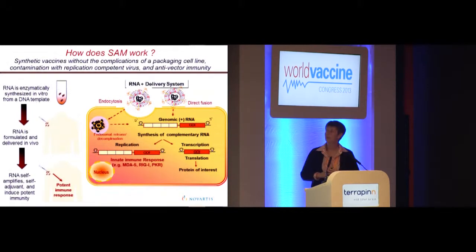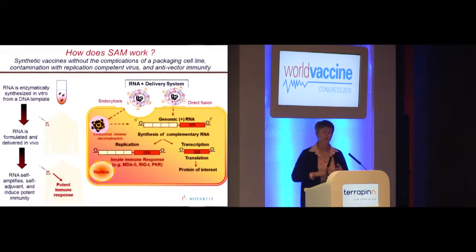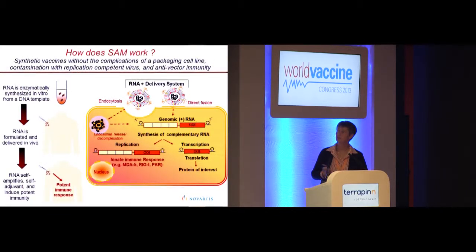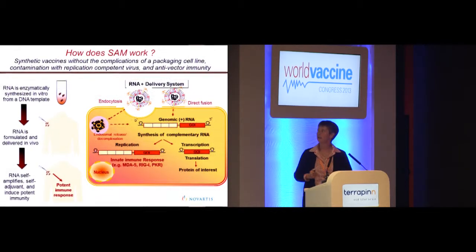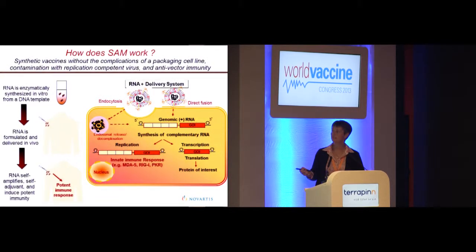So how does it work? Well, the first thing is that you need to synthesize the RNA, and this is an enzymatic reaction in a tube that starts from a DNA template. This RNA is then formulated with a synthetic delivery system and injected in the host. In the host, the uptake mechanism is likely either through endocytosis or through direct fusion with the host cells. Once in the host cell, the genomic RNA starts to replicate and also starts to express the protein of interest. And because this is still a foreign element, replication of that RNA will also self-adjuvant the vaccine by interacting through danger molecules of the host cells. So the overall reaction induces a potent immune response in the host.